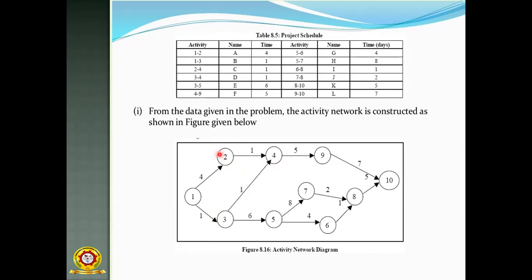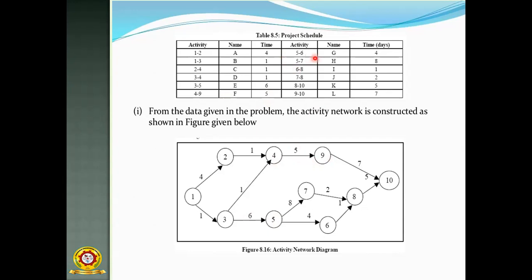Then after that 3 to 5. You have to take another activity, 3 to 5, and the duration of that activity is 6. After that 4 to 9. There is another activity, 4 to 9, and you have to write it this way. The time duration of that activity is 5, and the name of the activity is F.